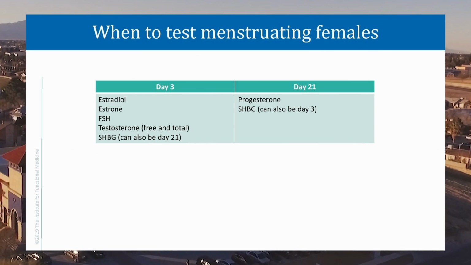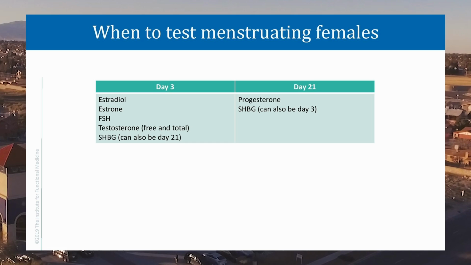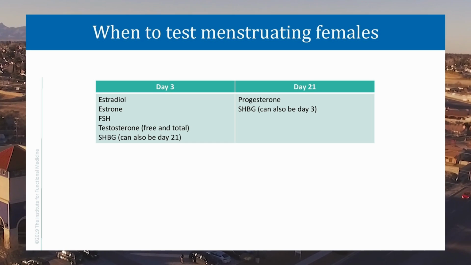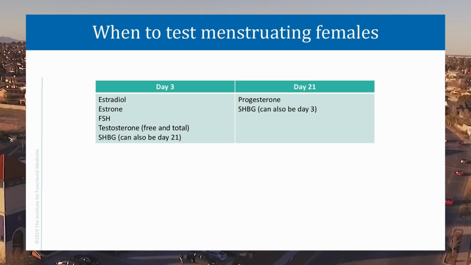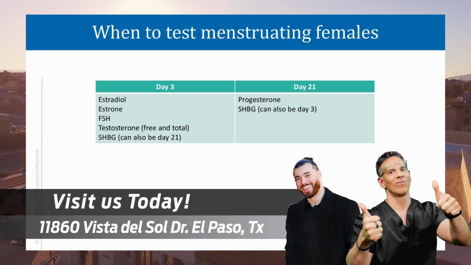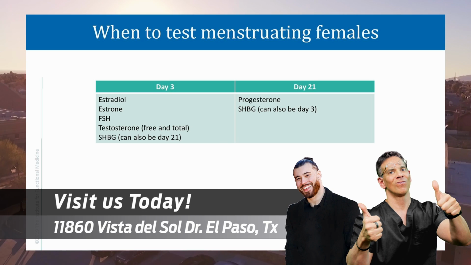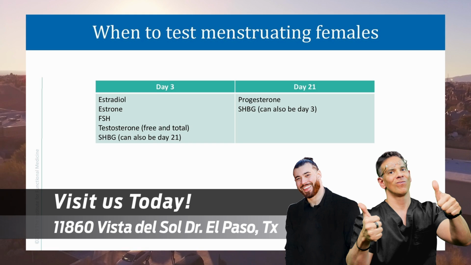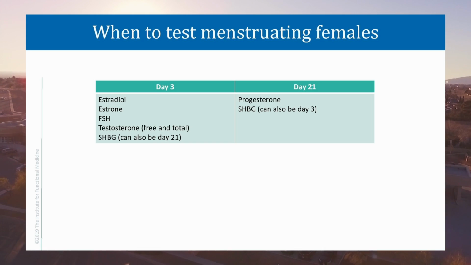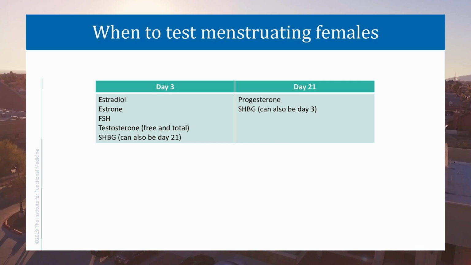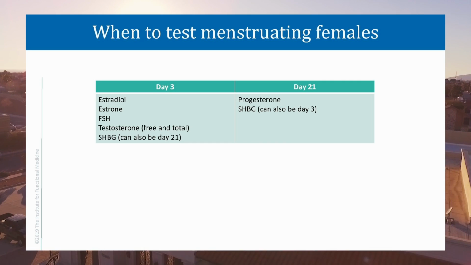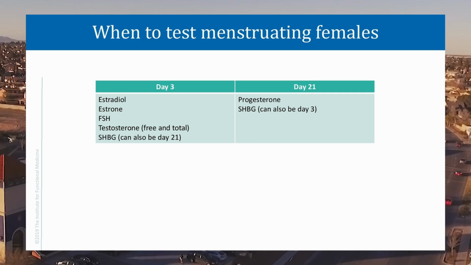So in pre and perimenopausal women, when do we want to be getting these tests? Well, in menstruating women, shoot for as close to day 3 as you can for an estradiol, an estrone, an FSH, a testosterone, or a sex hormone binding globulin. You want progesterone on day 21. You can also do sex hormone binding globulin on that day.